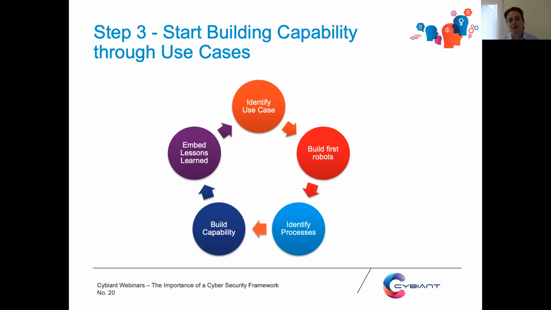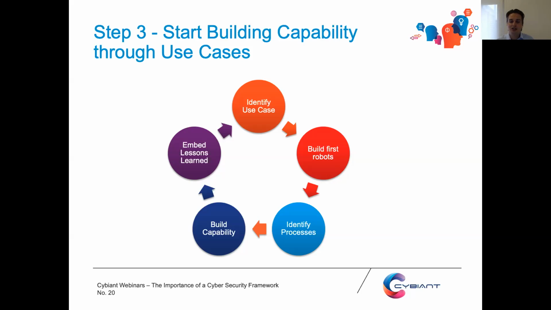Then in step number 3, we will start building capabilities through a number of use cases. And we've already identified a number of those use cases before, especially on the slide where I showcased you some common examples, for instance, in IT or HR, of processes that you could do. So the way that you will start your RPA implementation journey is basically by following the same cycle that you see on this slide over and over again.